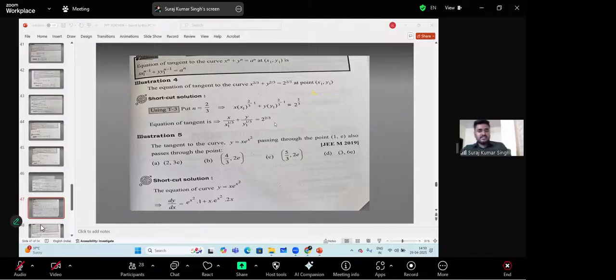So you can see that by using these tricks, it is going to be easy. Okay, let us see one more question. JEE Main 2019.